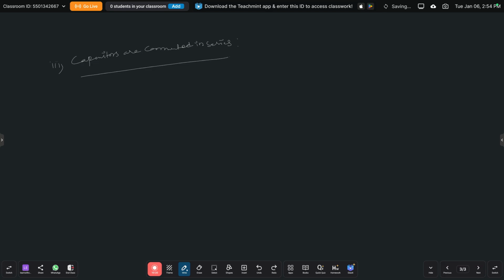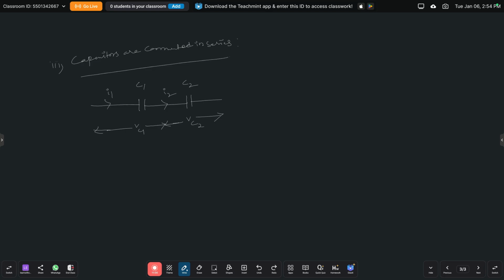So here also consider any two or three capacitors. Suppose I am taking two capacitors. This is capacitor 1 and this is capacitor 2. Capacitor 1 is represented by C1 and capacitor 2 is represented by C2, and the current flowing through capacitor 1 is suppose I1 and the current flowing through capacitor 2 is I2. The voltage drop across capacitor 1 is VC1 and the voltage drop across capacitor 2 is VC2. So this is the general diagram.